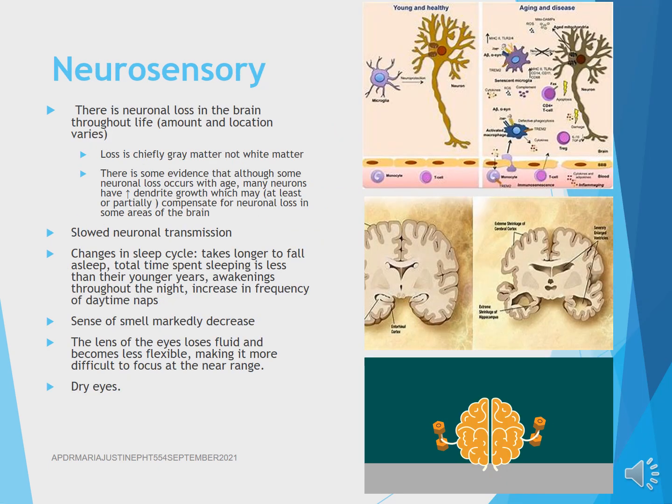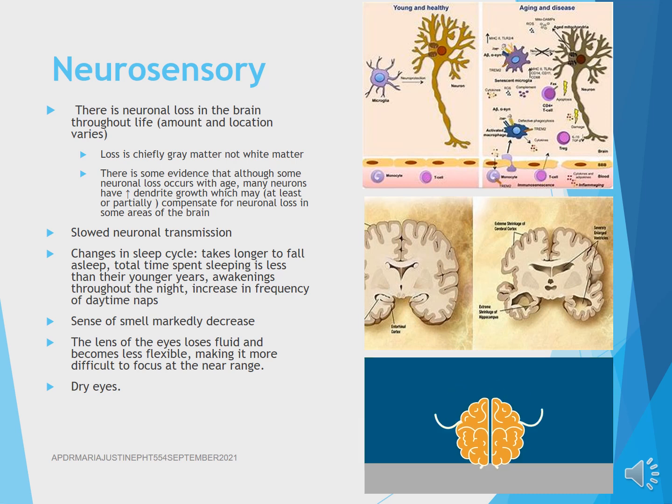All right, so what happened to the neurosensory system? There is neuronal loss in the brain through life. In terms of amount and location, the loss may vary. The loss is chiefly gray matter, not white matter. There is some evidence that although some neuronal loss occurs with age, many neurons have increased dendrite growth, which may at least partially compensate for neuronal loss in some areas of the brain. So there will be a slowed neuronal transmission, because of the changes in the neurons.